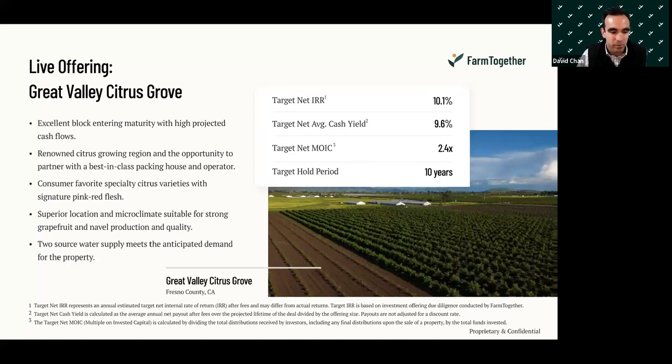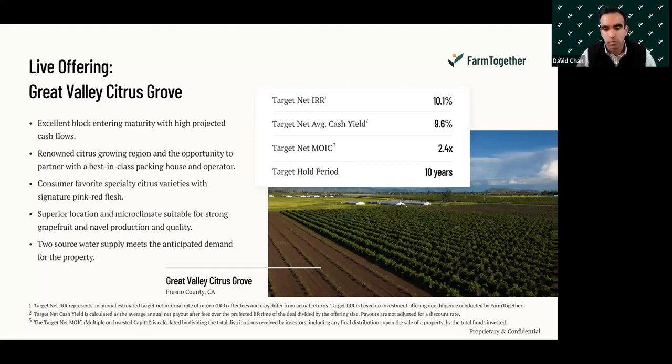We just closed a citrus grove nearby in Fresno. And it's a great area with a very secure water availability in this water district, the Alta Irrigation District. We have a whole webinar that we recorded that you can learn more information on this particular deal if you are interested on our website. And the projected targeted financials are listed here.